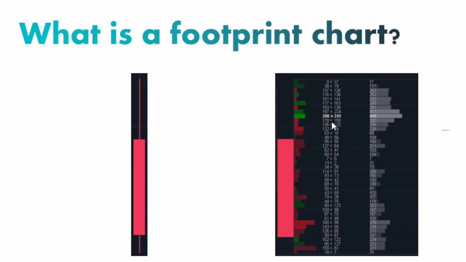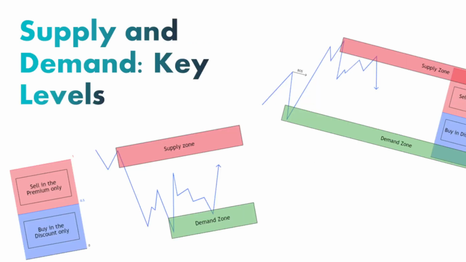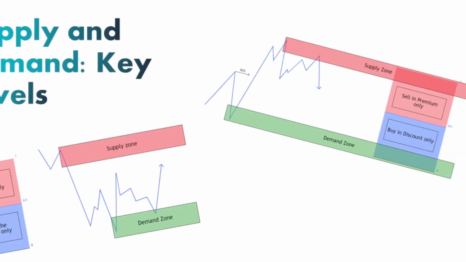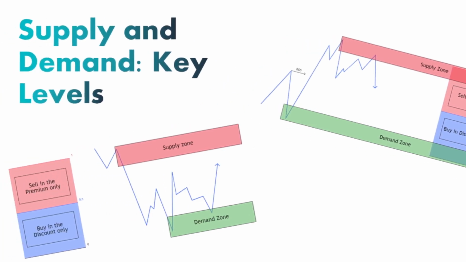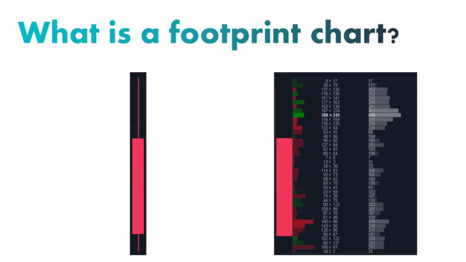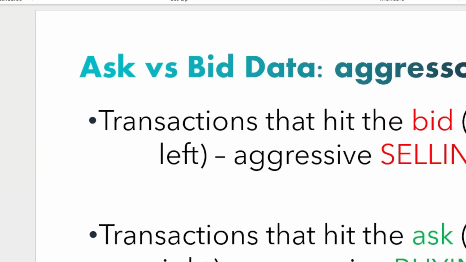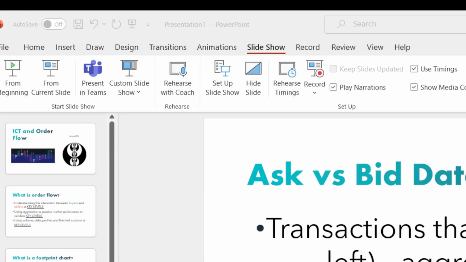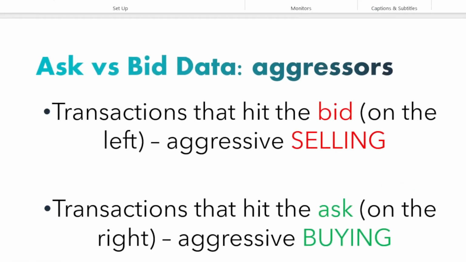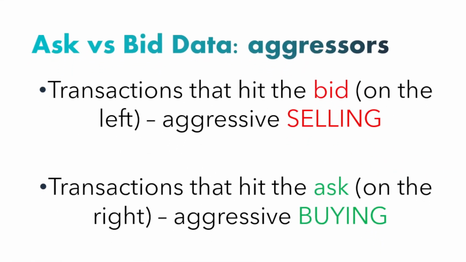Before we move on and come into more detail, we need to understand everything in terms of supply and demand zones. These are essentially key levels. What you see here is a supply and demand zone. What we're looking for is the interaction between buyers and sellers at these key levels. So let's start here with understanding the ask and the bid. The ask and the bid represent two very important things.